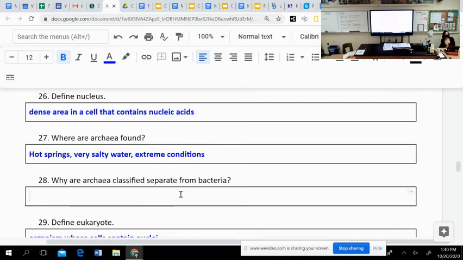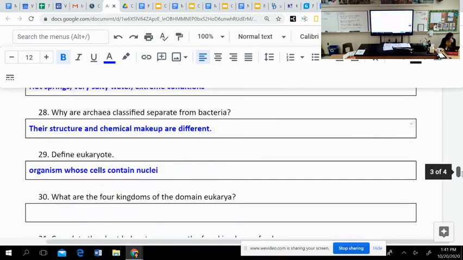Then question 28 was, why are archaea classified separate from bacteria? Their structure and chemical makeup are different. So while they do have similarities, like maybe the number of cells or how they get food, they're made up of different chemicals, and they do have a different structure.